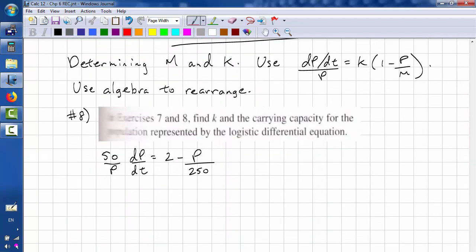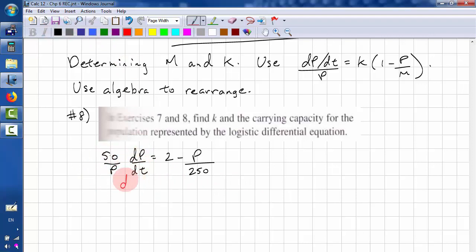Okay, another problem that you'll encounter. We have to determine M and K, and we have to use this form in order to be able to solve for it. So we need to use algebra to rearrange this. Typically, we're given a differential equation like this. You can be given a differential equation in any form. This doesn't quite look like this, so we need to do factoring. First of all, we need to remove the 50.